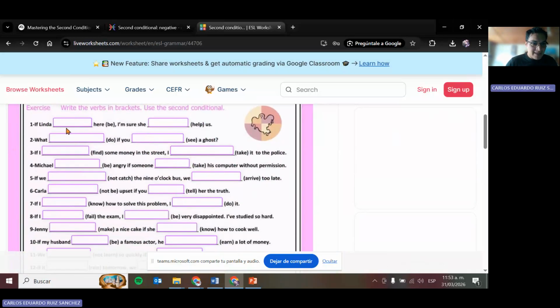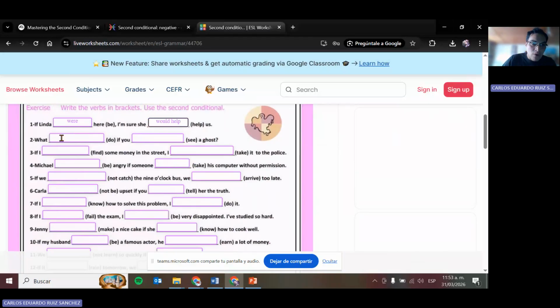Two examples. If Linda, okay, we got here if, so here we need to write the past simple condition. In this case, the past simple of be for second conditional is were. If Linda were here, I'm sure she, and here we are going to write the modal would and the base verb form help. Yes, if Linda were here, I'm sure she would help us.